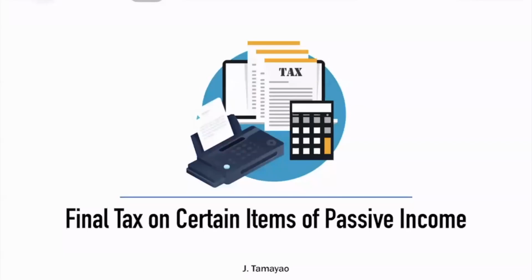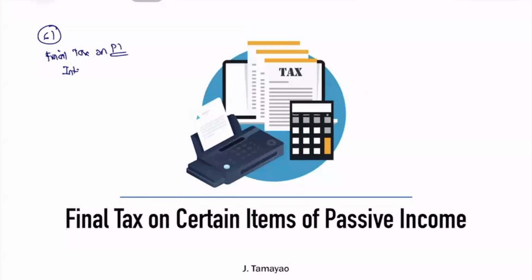For this session, we will talk about your final tax on certain items of passive income. So if you still remember before, we already discussed the concept of your gross income. And under gross income, there are different items of income incorporated therein. So we said under final tax on passive income, we determine certain items of passive income. So under your gross income, we have the following items of passive income.